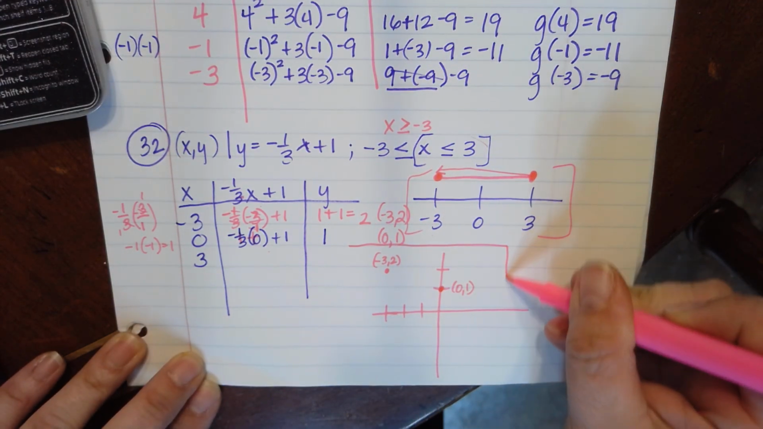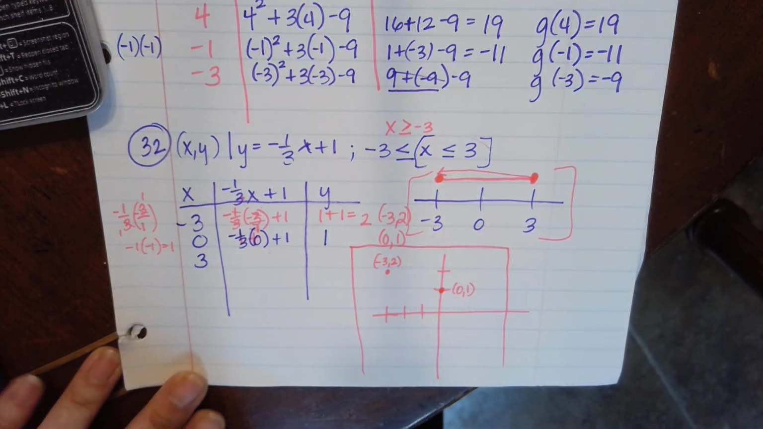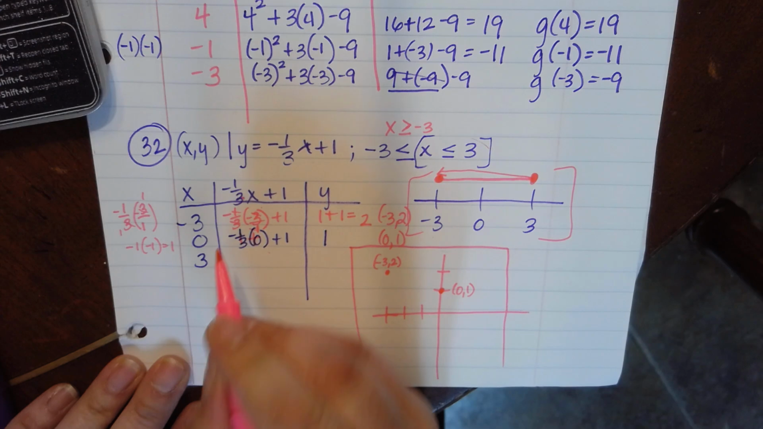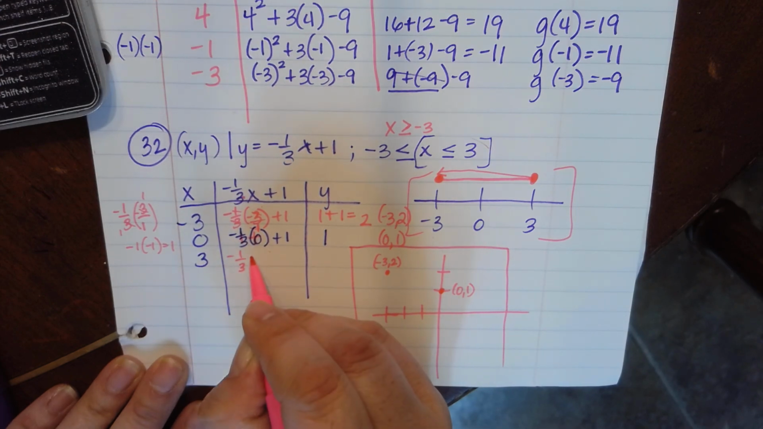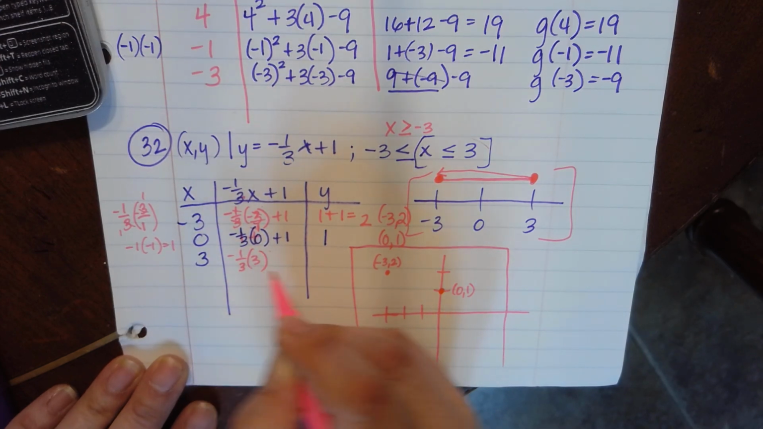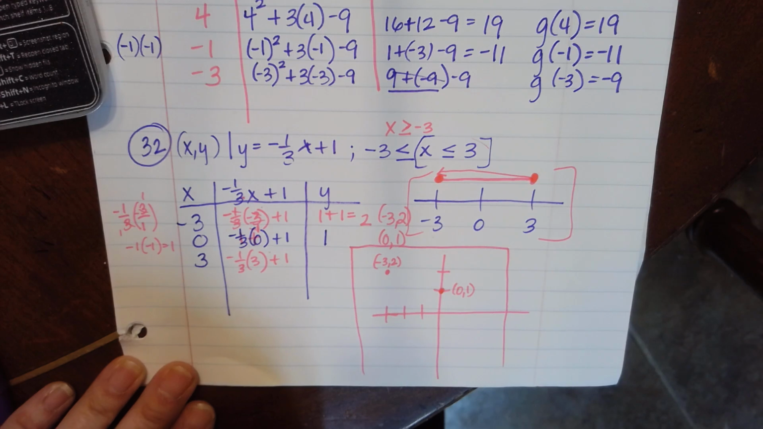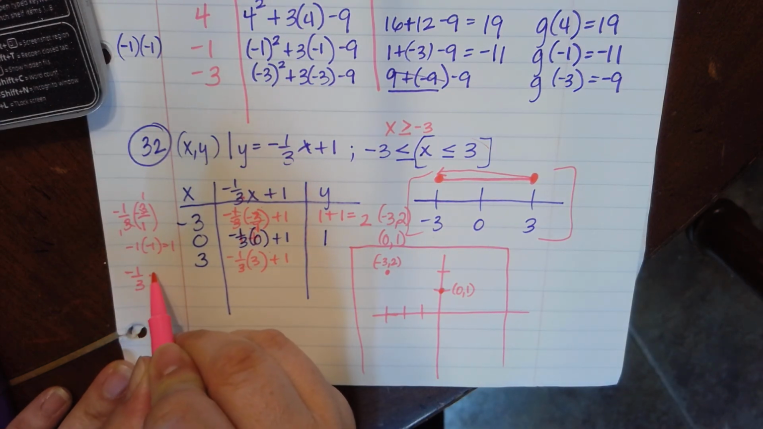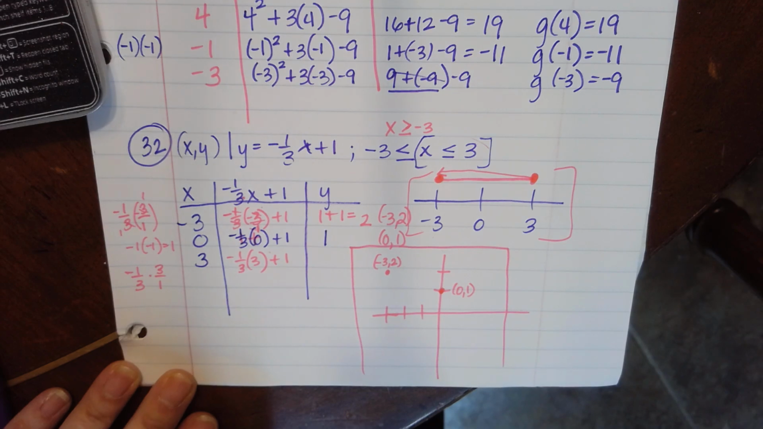Let me do this so we don't get confused. Here, this is your graph. All right. And then last but not least, I have negative 1/3 times 3 plus 1. So this is going to be the same thing that we had here. We had negative 1/3 times positive 3, and I'll just say over 1, right?